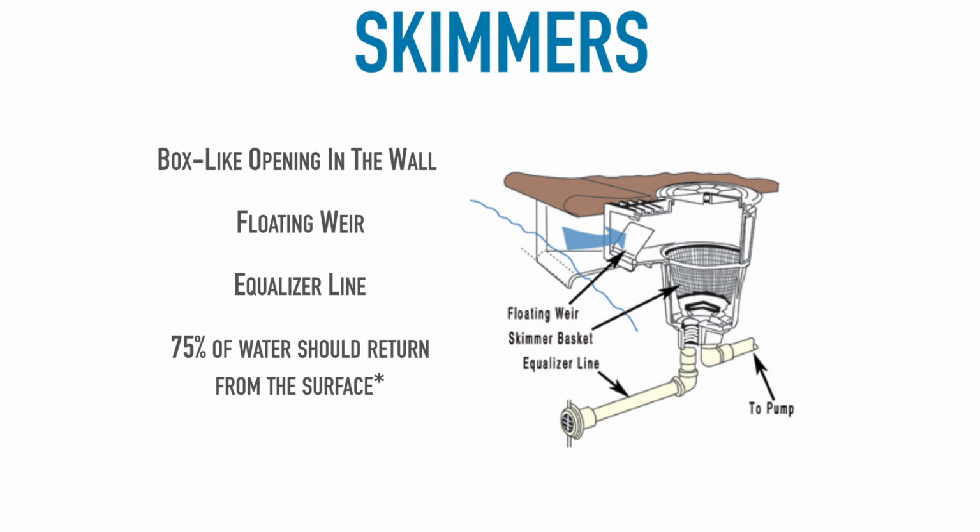Now you'll see towards the bottom there, the equalizer line. The equalizer line, in theory, is supposed to draw water into our skimmers if our water level goes below the skimmer opening at the surface. To be completely honest, these things simply don't work. And in the newer code after 2017, you'll notice that on our national code or our international code standards, the equalizer line is no longer there.